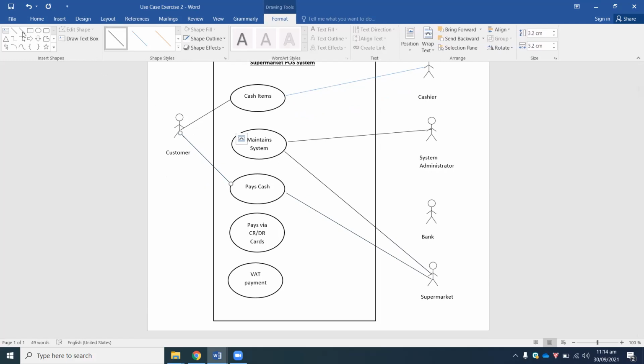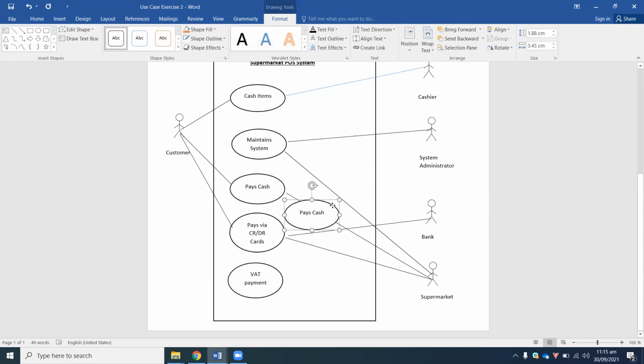The money directly goes to the supermarket. Now the customer pays via the debit or credit card. The bank receives it. So sorry, the supermarket receives it first, and the bank does the verification process. So how do they do the verification process? This needs to be linked first, and you need to put in your inclusion and exclusion use cases in the middle. So I will just quickly copy this and put this over here, and then at the same time paste and make another copy of it down here.